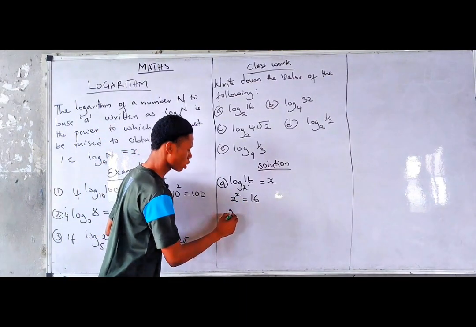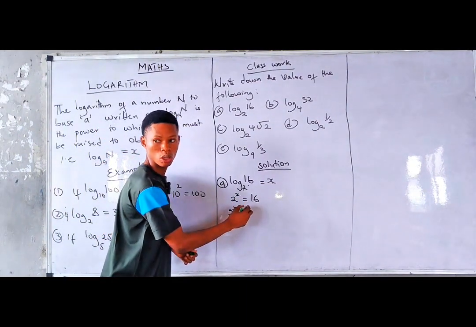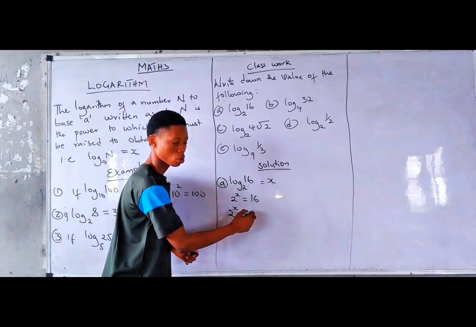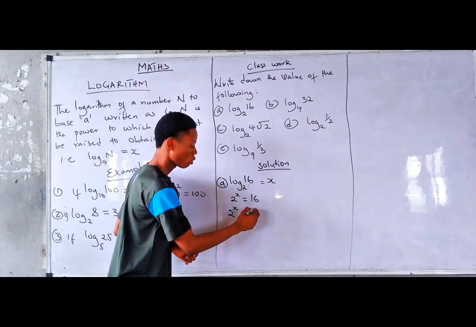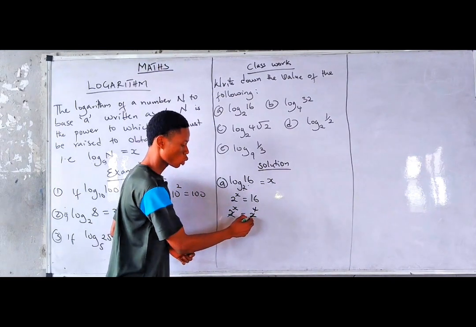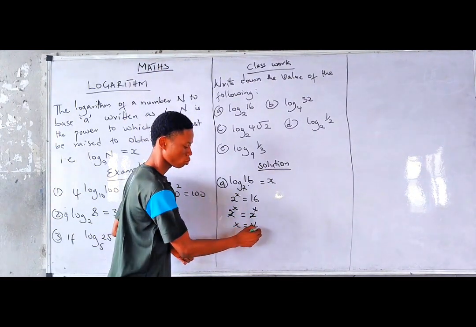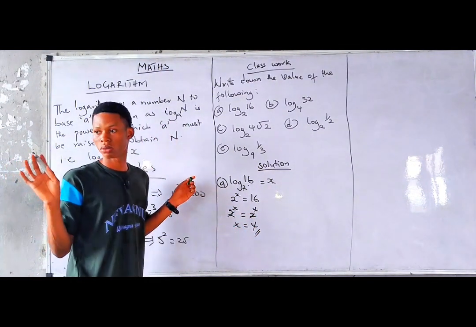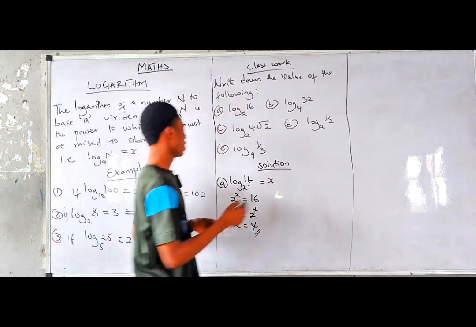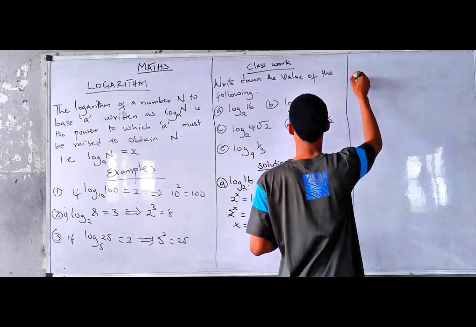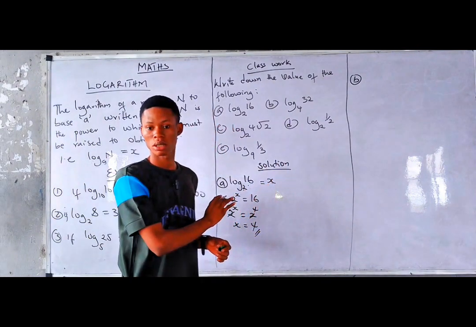Now 2 raised to power x equal to 16 is the same thing as what? 2 raised to power 4, right? 2 cancels 2. x is equal to what? That's all. Is it not? Okay, B. But do we understand this?